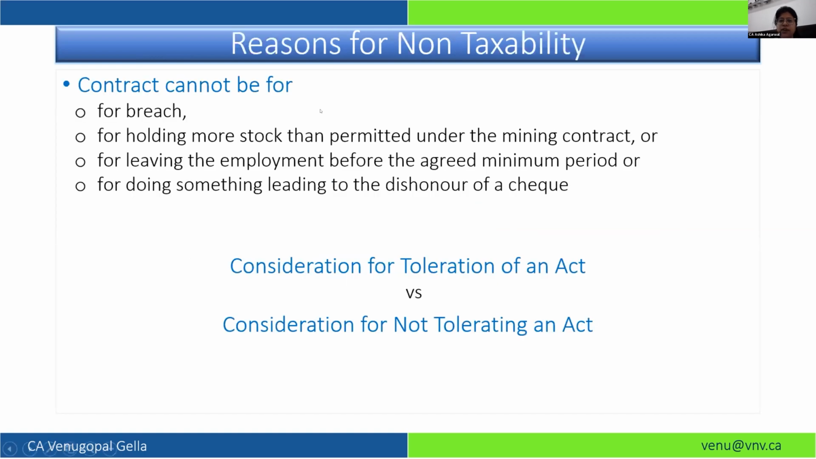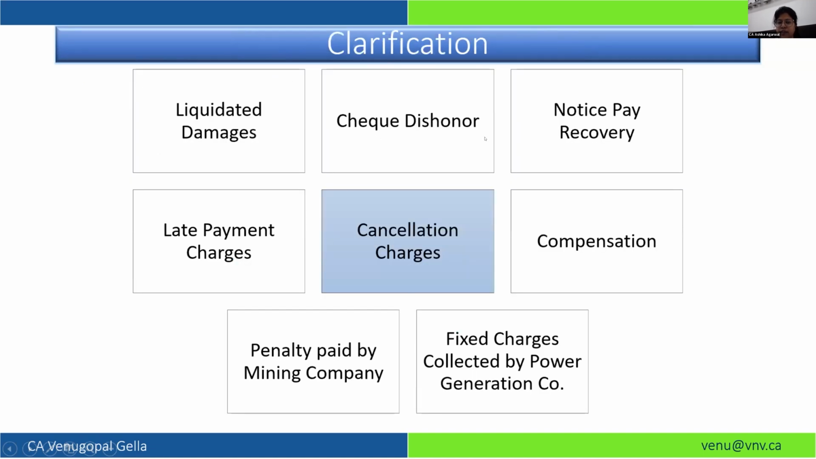So basically, the reason for non-taxability is that the intention is never for breach: for holding more stock than permitted under a mining contract, for penalty for leaving the employee before the agreed minimum period, or for doing something leading to dishonor of the check. So basically, they have bifurcated into consideration for tolerating an act and consideration for not tolerating an act. The boxes which are not filled are for not tolerating an act. They have said it is outside GST, but cancellation charges are like tolerating an act, and GST will be leviable on the same.